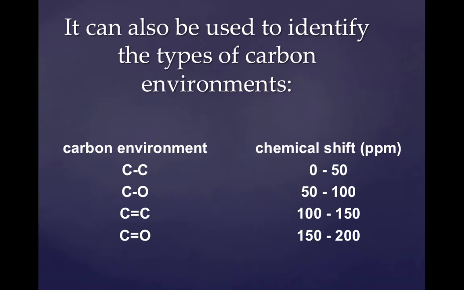As mentioned at the start, carbon nuclear magnetic resonance can not only indicate the number of carbon environments present, but also the type of environment. Here is a list of the type of environments and the chemical shift. You can see that the carbon-carbon single bond has a chemical shift of around 0 to 50 parts per million, whilst the carbon-oxygen double bond has a chemical shift of about 150 to 200 parts per million.